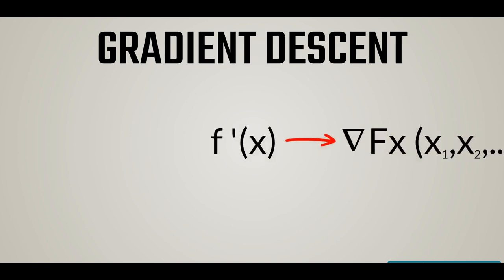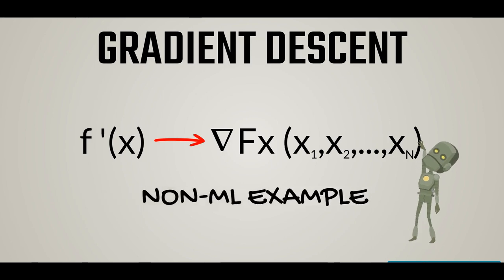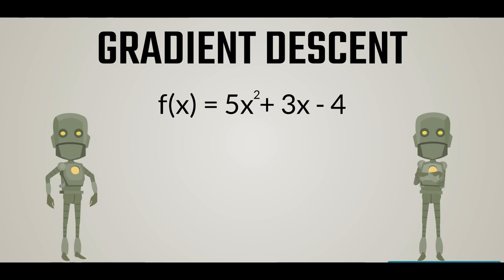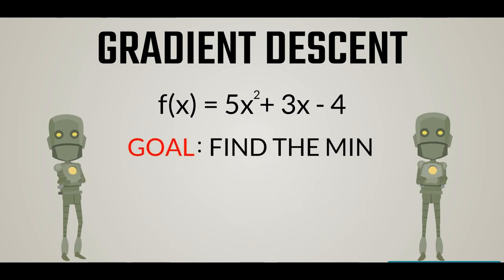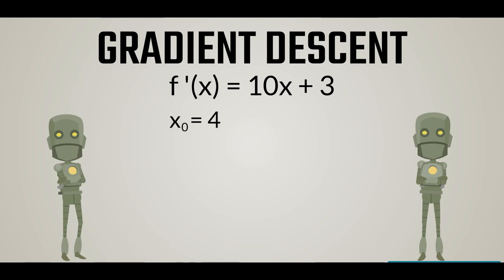I would like to remind you that the gradient is the multivariate generalization of the derivative concept. Let's first consider a non-machine learning example to understand the logic behind the gradient descent. Here's a function f of x equal to 5 times x squared plus 3 times x minus 4. Our goal is to find the minimum of this function using the gradient descent methodology. The first step is to find the first derivative of the function. In our case, it is 10 times x plus 3. The second step would be to choose any arbitrary number, for example, x0 equals 4. x0 is the proper way to say x0.